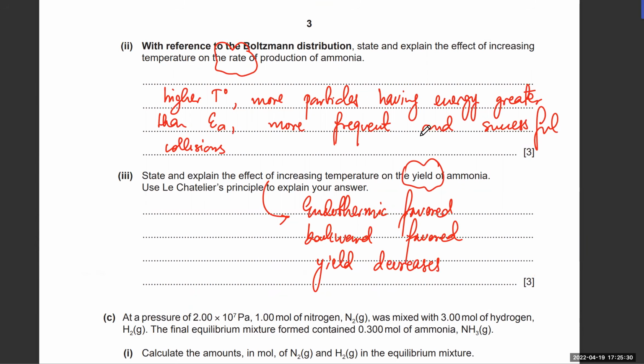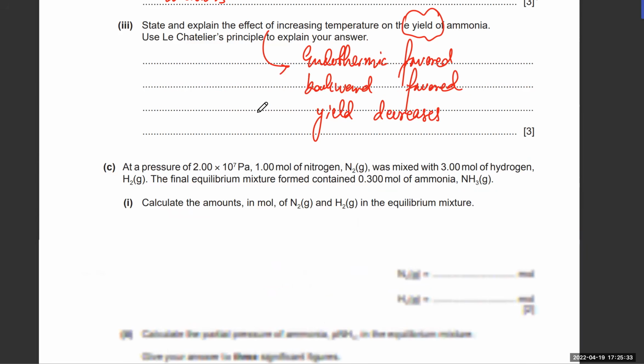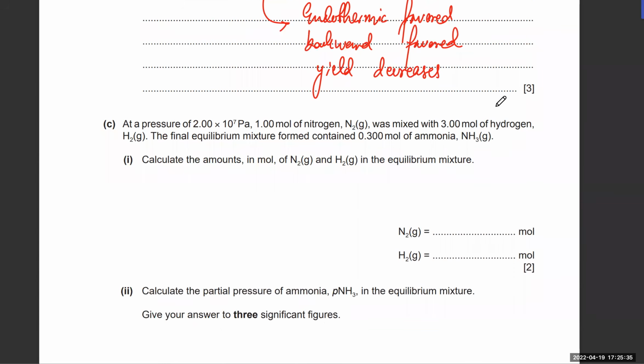Okay, then you have the next one. You've got at a pressure of 2, 1 mole of N2 and 3 moles of hydrogen. The final equilibrium mixture formed contained 0.3 moles of NH3. Calculate the amount in moles of N2 and H2. So this is an equilibrium question. You need to make a table for this. The question is about Kp.